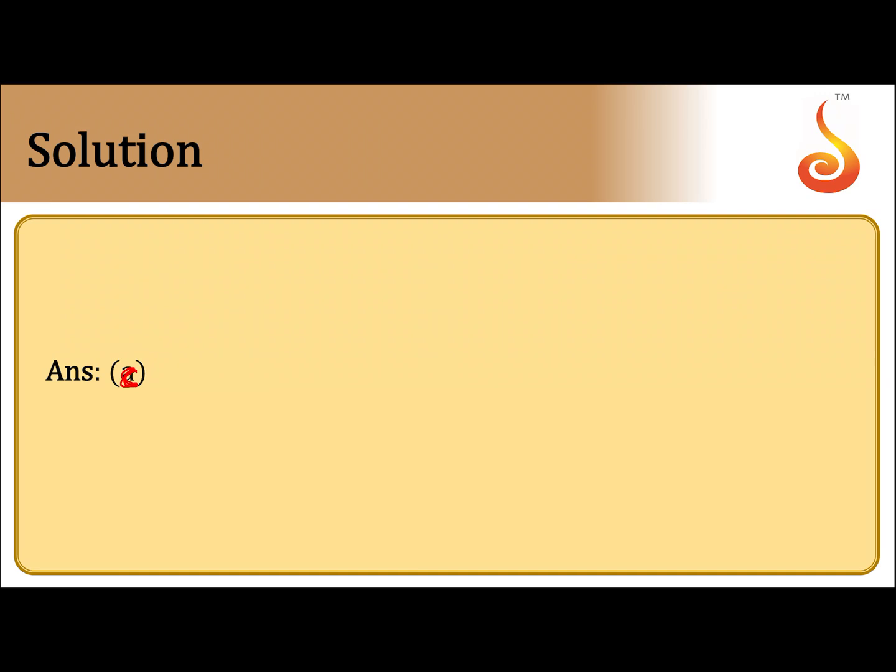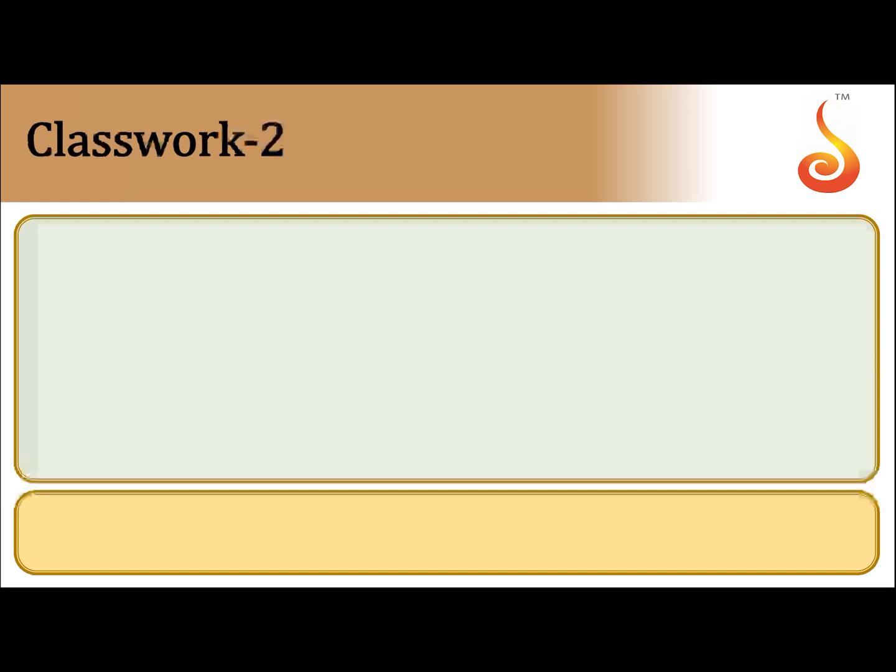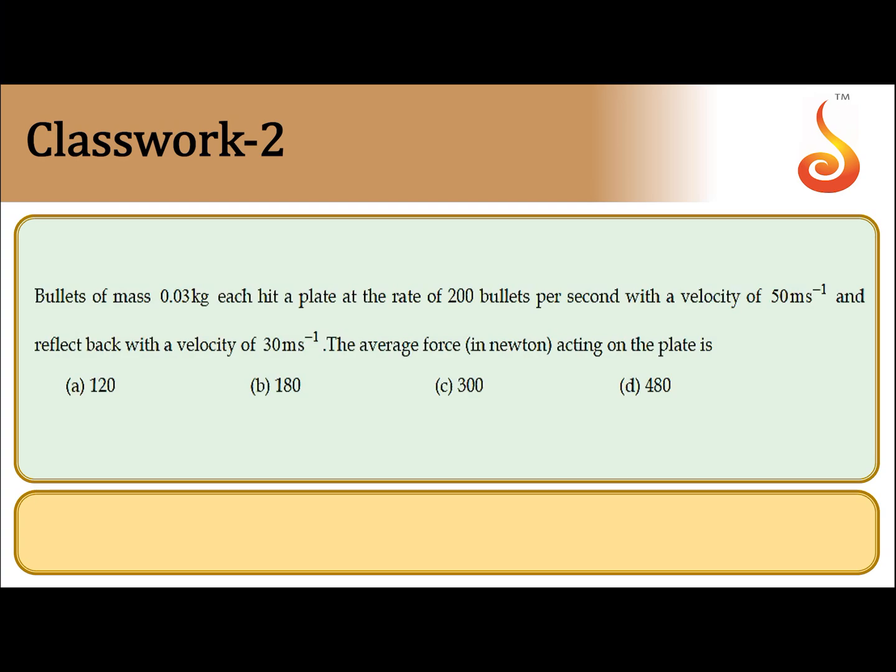Example number 2. Bullets of mass 0.03 kg each hit a plate at the rate of 200 bullets per second with a velocity of 50 meter per second and reflect back with a velocity of 30 meter per second. The average force in Newton acting on the plate is.